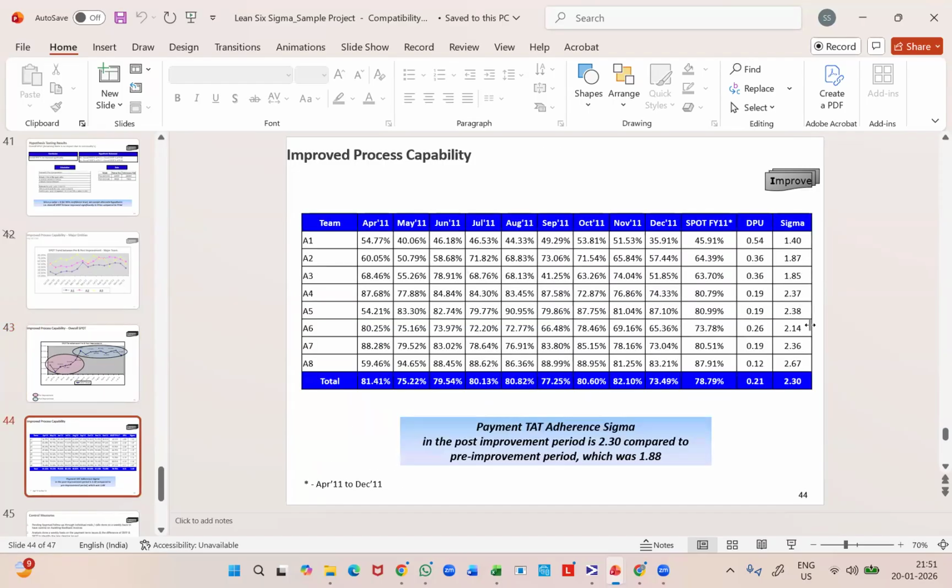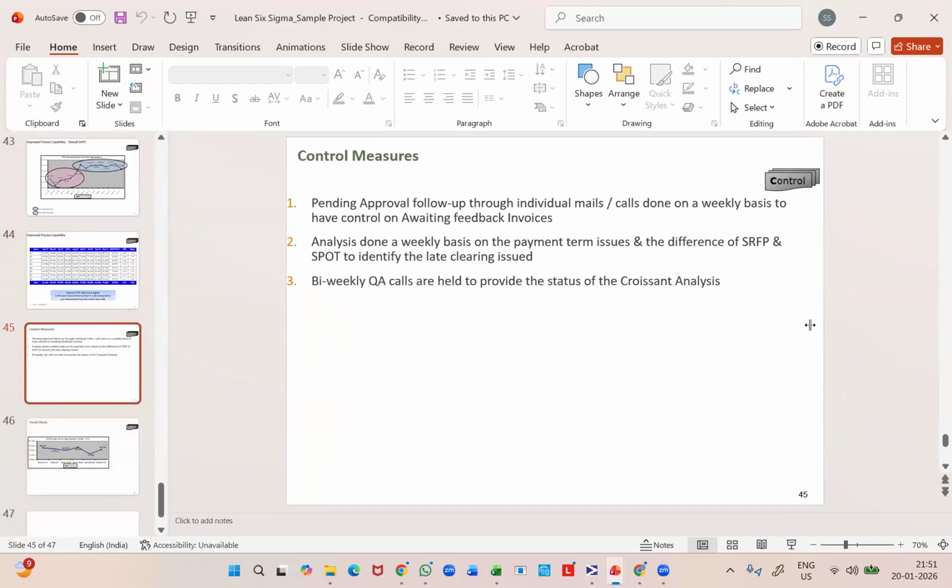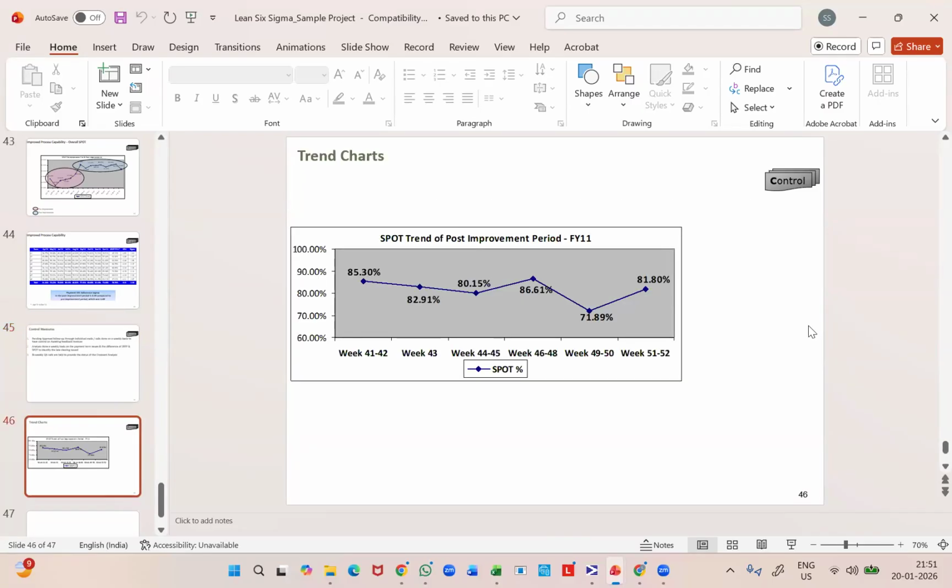And this is the improvement we could see in the sigma level. The earlier baseline sigma level was 1.88. Now it has become 2.30. And then the control measures, to ensure that the solutions implemented are sustained. So what are the control measures that we need to have in place? Instead of constructing a proper control chart, we just went ahead and constructed a trend chart.